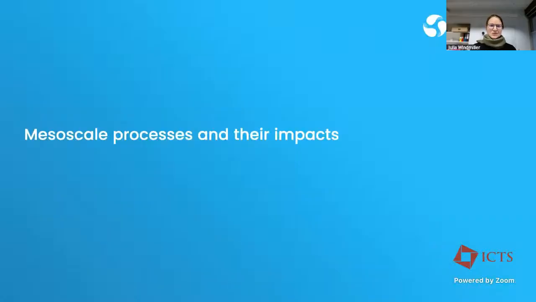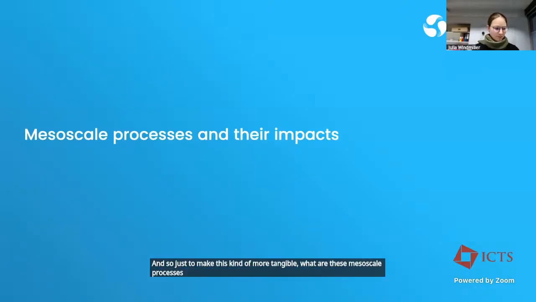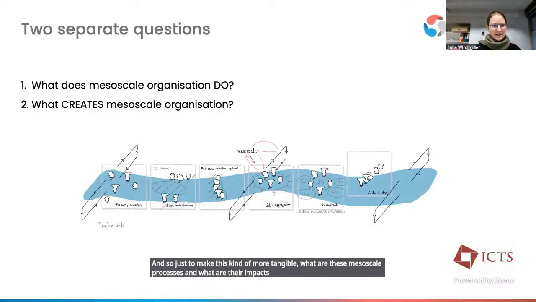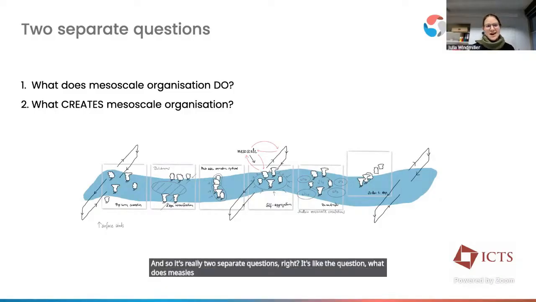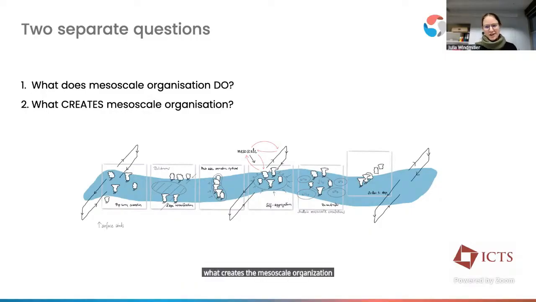And so just to make this more tangible, what are these mesoscale processes and what are their impacts? It's really two separate questions, right? What does mesoscale organization do, and what creates the mesoscale organization? And I'll talk a bit about both in the next slides.